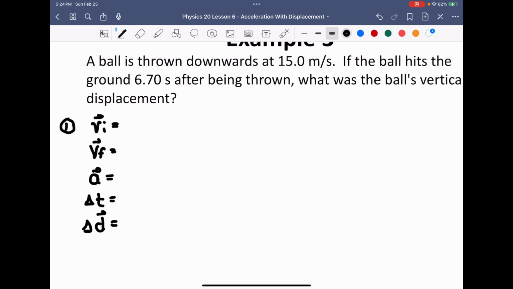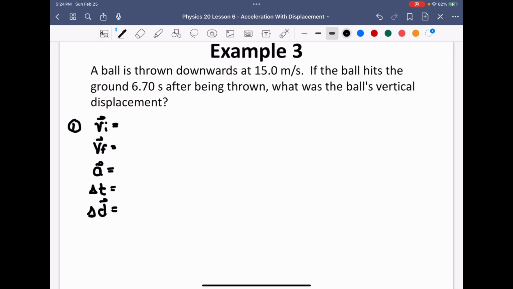Now, in this example, we have the following. They say if a ball is thrown downwards at 15 meters per second, then the ball hits the ground 6.7 seconds after being thrown. What is the ball's vertical displacement? Okay, let's write down what we got here.